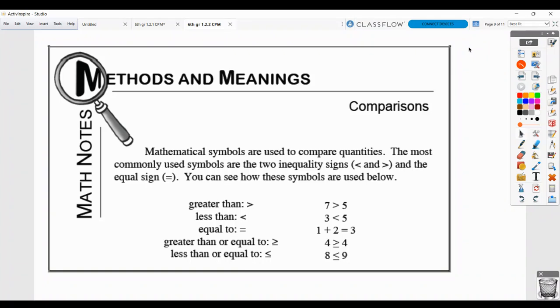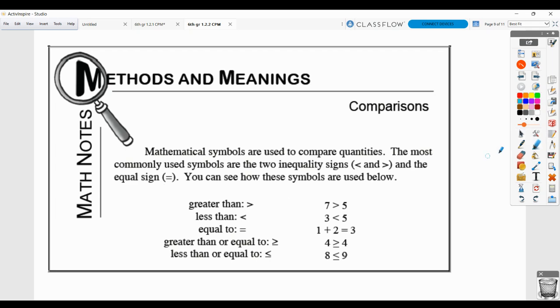This video is to allow you to correct your homework from section 1.2.2. Before we begin that, I do want to go through the methods and meanings notes. We know that mathematical symbols are used to compare quantities, and the most common ones are less than and greater than, and of course equal to.